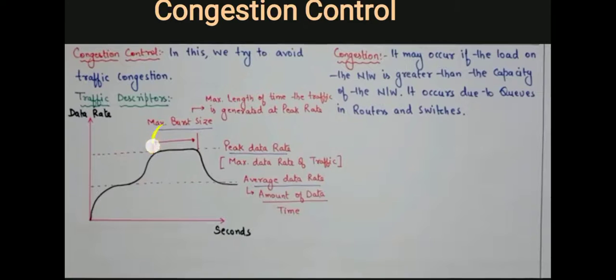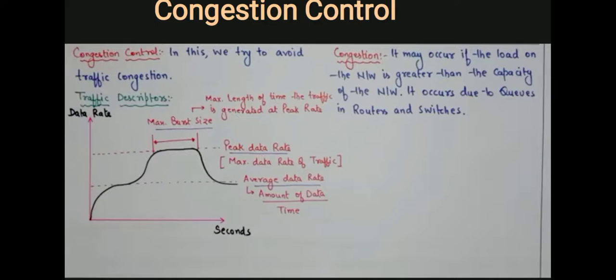This maximum peak we call the maximum burst size. So what is this maximum burst size? The maximum burst size is the maximum length of time the traffic is generated at the peak rate, right? Also, one more thing we have to notice is effective bandwidth, which is the bandwidth that the network needs to allocate for a traffic flow.